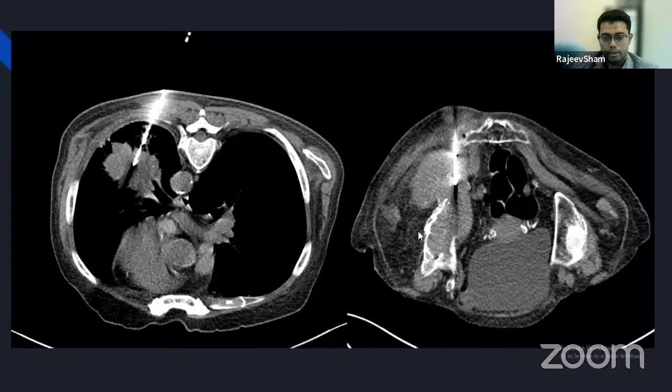The example, the image on the left side, is a CT guided biopsy of the lung mass. Under CT guidance, we introduce a biopsy needle into the core of the lung mass. So we take biopsy. And the image on the right side is the biopsy of iliac bone tumor, again under CT guidance.